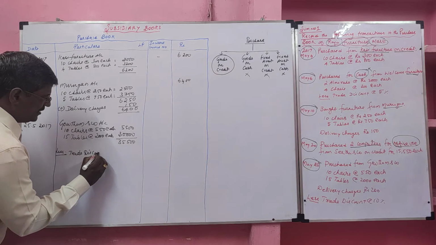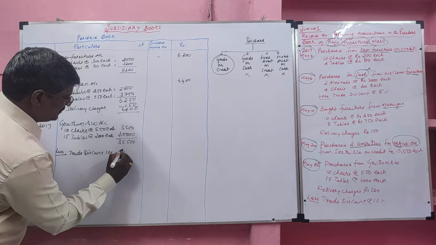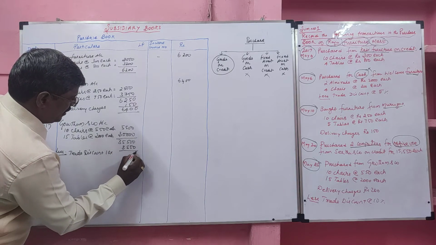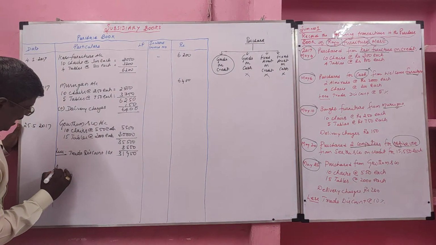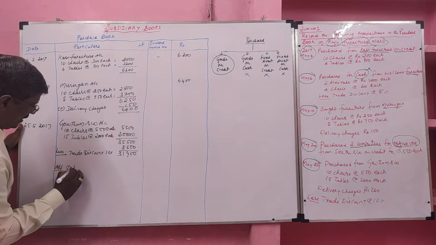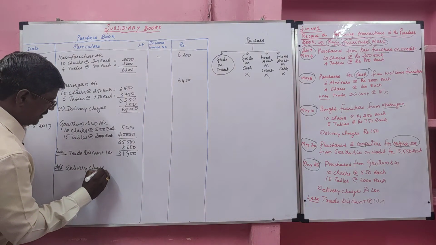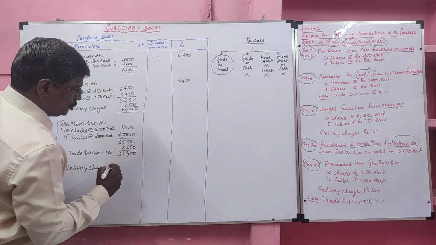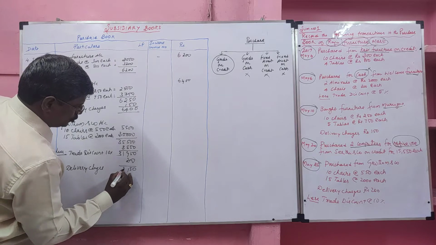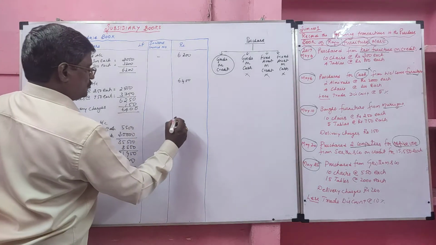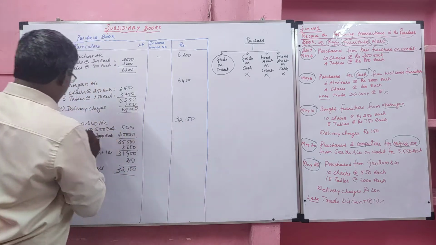How much do they allow as trade discount? 10%. 10% of this value, 35,500, is 3,550. Then add delivery charges. Delivery charges value how much? 200. So 32,150 is recorded against Gautam.